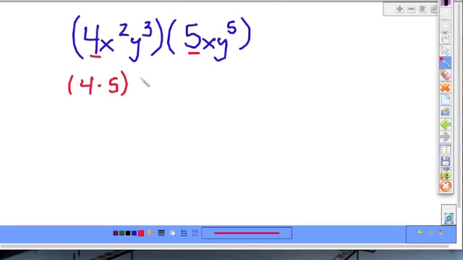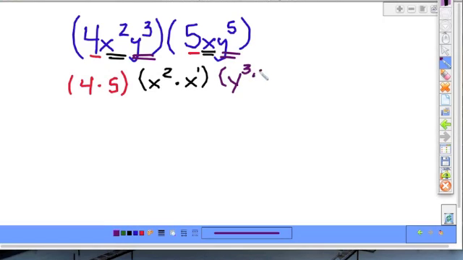Now I'm going to combine my x's. Okay, so let me change out colors here. Now I'm going to do my x's, and remember the exponents come with it. So I have x squared times x. Remember, this is also like x to the 1st power. We don't write the 1, but it is there. Alright, and then in purple, I'm going to combine my y's. Same as before. I did y to the 3rd times y to the 5th. Now, all of mine that are similar are now grouped together.